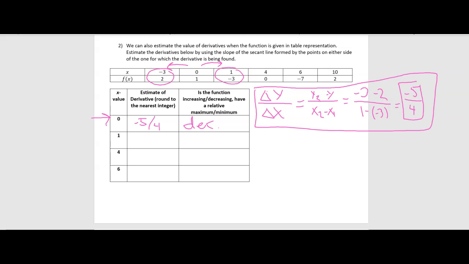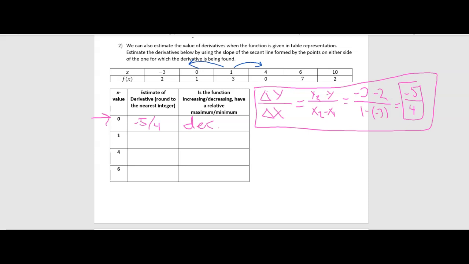Okay, so hopefully you've had time to finish the rest of the chart. We will do one more example together, and then I'll just give you the derivatives for the last 2. If I am looking for the derivative at x equals 1, well, I'm going to take the 2 points on the other sides. So at x equals 0 and x equals 4.